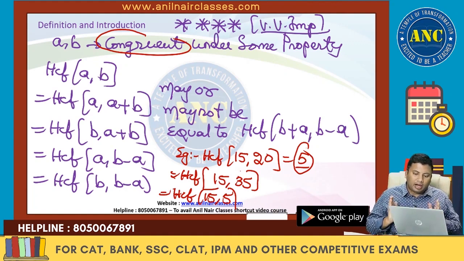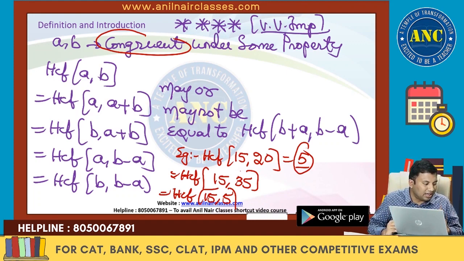A and B are congruent under some property. HCF of A comma B is the same as HCF of A comma A plus B, B comma A plus B, A comma B minus A, B comma B minus A. Idea clear, right? Next important point. After this, we will solve a problem. Congruence modulo theorem. Is it clear?